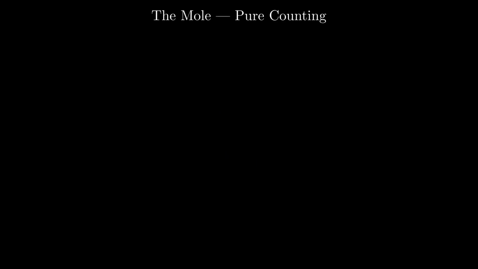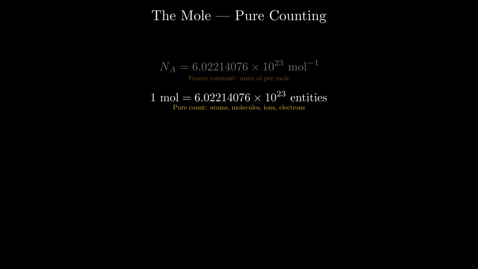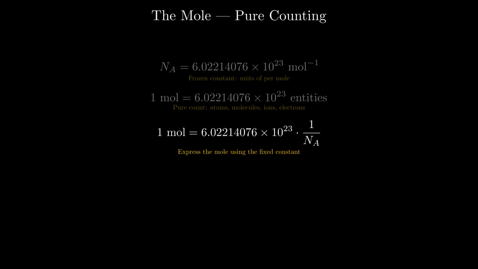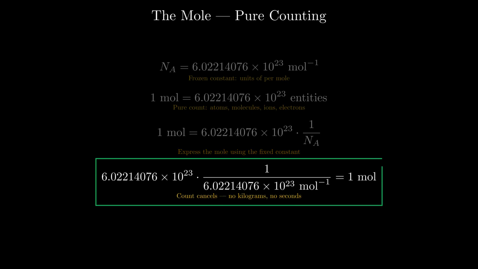Now the easiest case, the mole. We fix the Avogadro constant at 6.02214076 times 10 to the 23rd per mole. 1 mole is simply that many things: atoms, molecules, ions, electrons. So 1 mole equals 6.02214076 times 10 to the 23rd times 1 over the Avogadro constant. Watch what happens. The Avogadro constant carries units of 1 per mole, so 1 over it has units of moles. Multiplying the pure count by that gives back exactly 1 mole. No kilograms, no seconds, pure counting.